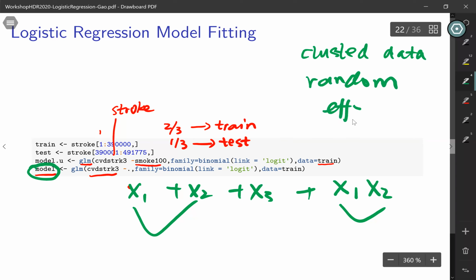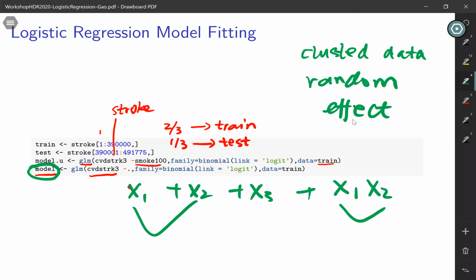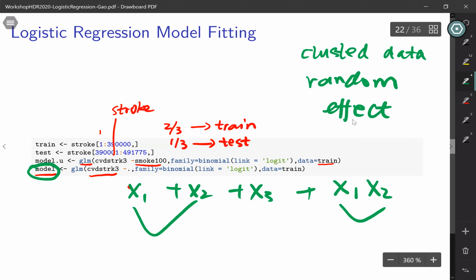So actually, R can handle random effects. But for that, we need to modify the ordinary logistic regression here. We use a mixed regression model. Mixed means you have fixed factors, or fixed effects, and then you have random effects as well. So you can use a mixed model.